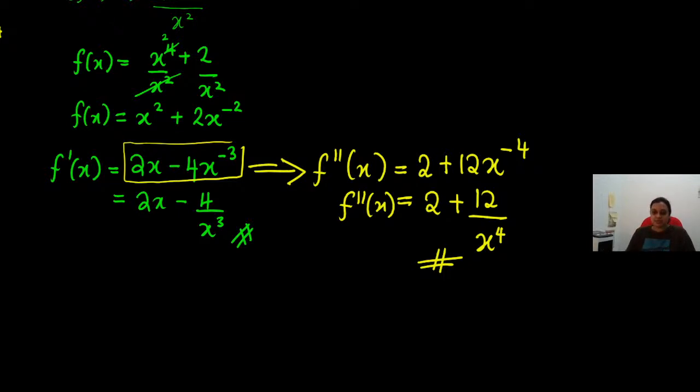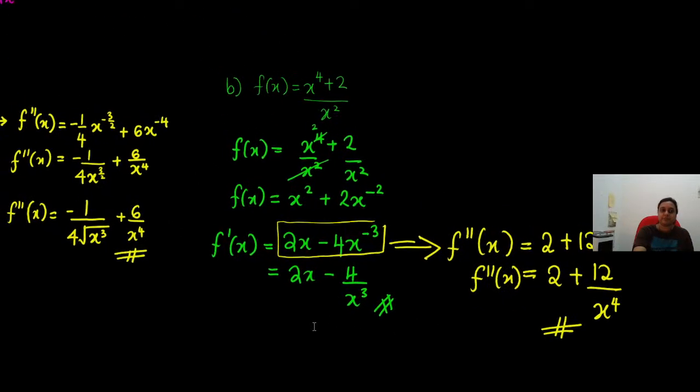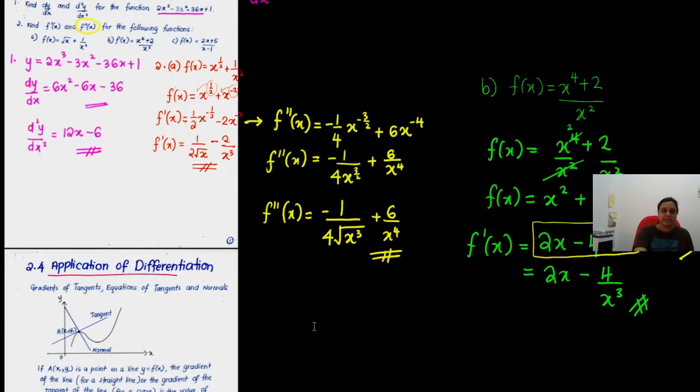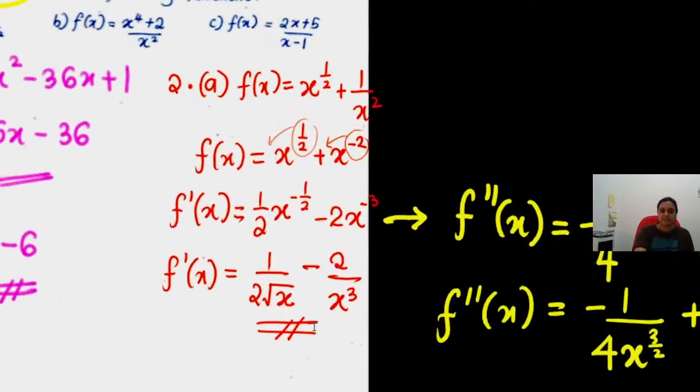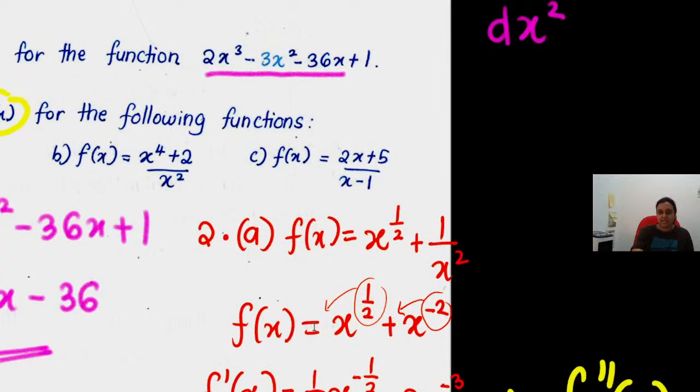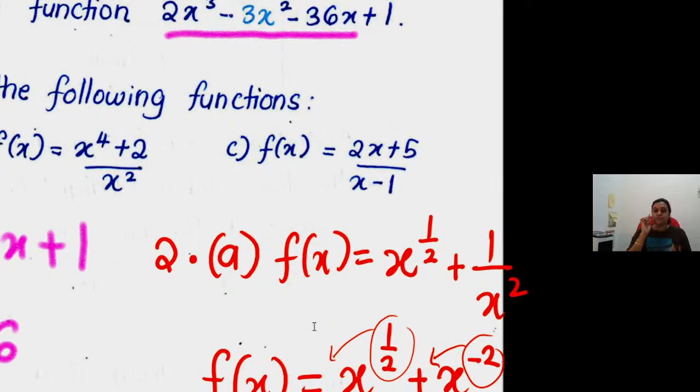All right, so I think you get the concept of first derivative, second derivative. Then the last one, C. If you look at the question for C, this one must use product rule or quotient rule. This is in fraction form, so you must use quotient rule.